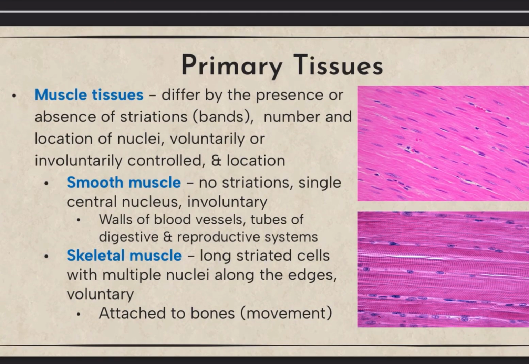Muscle tissues differ by the presence or absence of striations, which are like little bands, and the number of nuclei as well as their location also cause differences, and then voluntary or involuntary controlled functions. So when we think about voluntary versus involuntary, this is like, do you physically have to make this muscle move? An example of a voluntary would be me raising my arm. I physically have to think about that and then move my arm. That's a voluntary muscle movement.